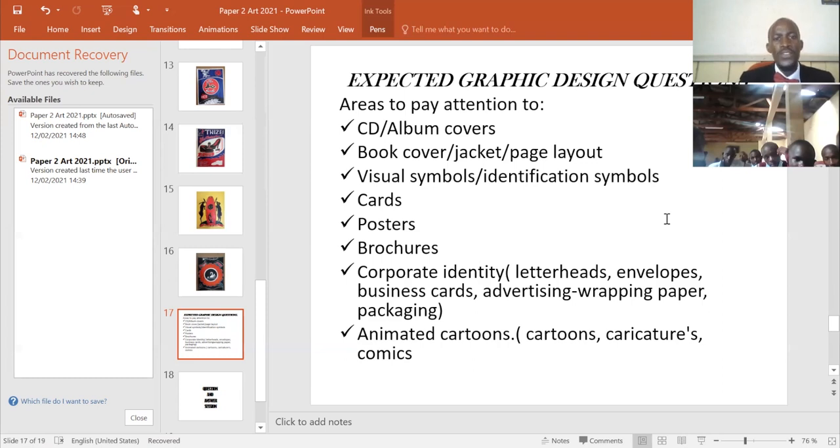Then we have the visual symbols and identification symbols. The learners are therefore required to pay so much attention to visual symbols.